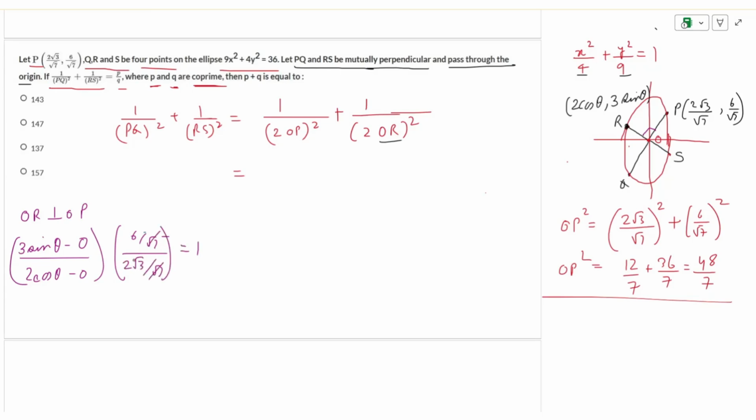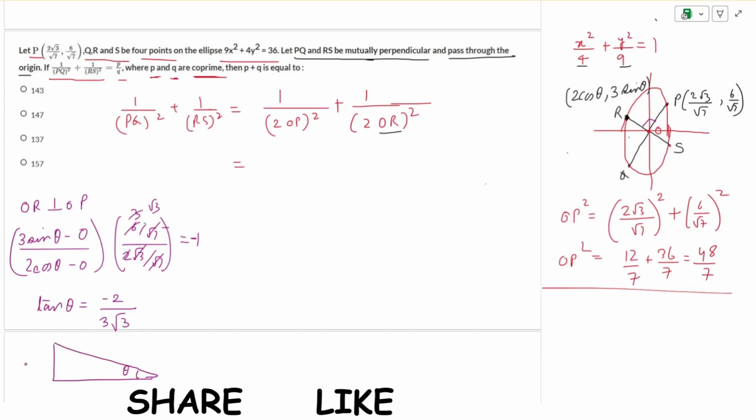Simplify. Root 7, 3 root 3. So sin theta over cos theta, that's your tan theta. So you end up getting the product as -1, so tan theta is minus 2 upon 3 root 3. Now what you have to do is get cos theta and sin theta, right? So you use your triangle. So this is 2, this is 3 root 3. How much is the hypotenuse? 4 plus 27, so under root 31.